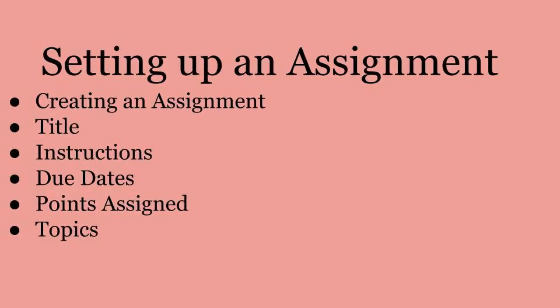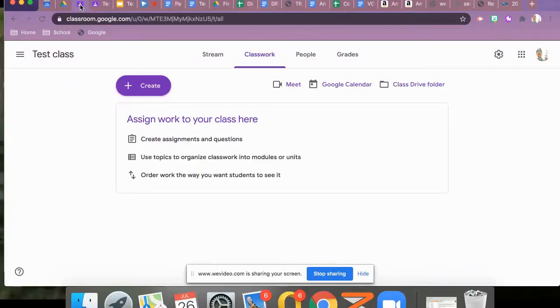So we're going to start with setting up an assignment in Google Classroom, how you can get it ready to go, including creating the assignment, adding the title to your assignment, the instructions for your students, due dates, the points you want to assign, which can be changed, and the topic section. Assign your students something through your Google Classroom.